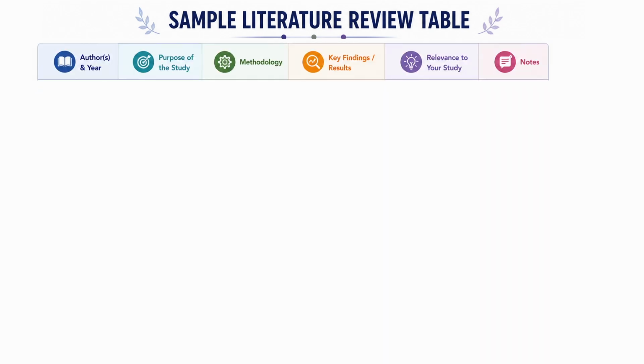Now I will show you how to add a literature review table. At the end of each sub-theme, you have to make a table. Okay, that's showing author and year, purpose of study, main methodology, key findings, and the relevance to your study. So these components you need to note in a table at the end of the sub-themes.